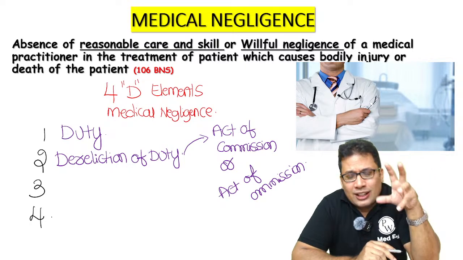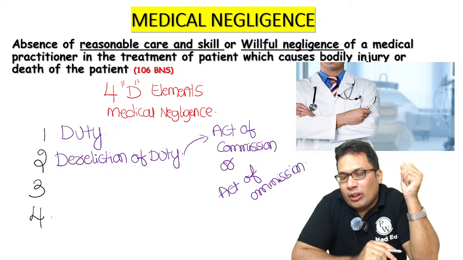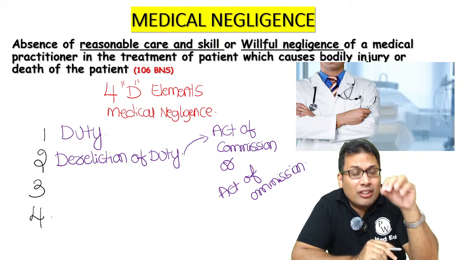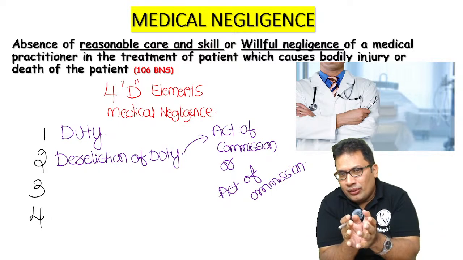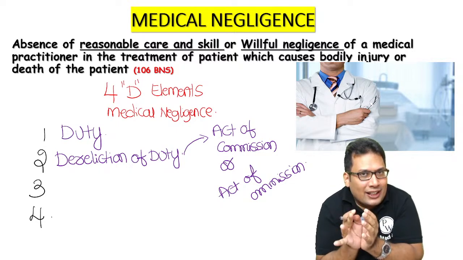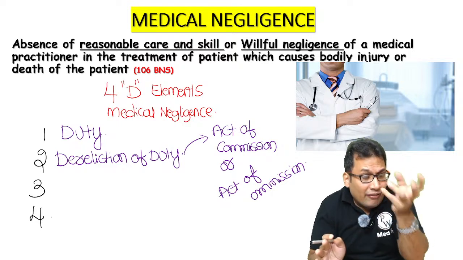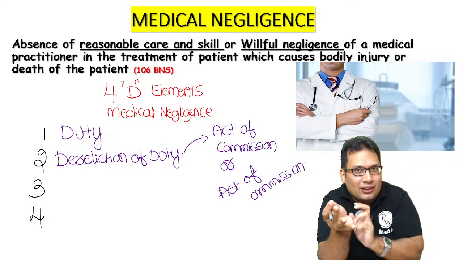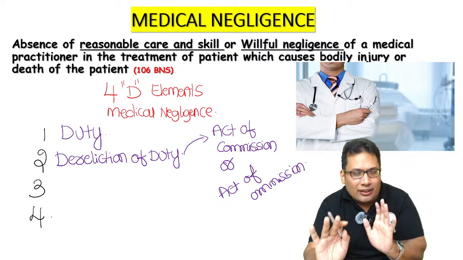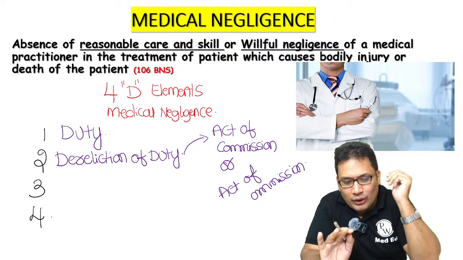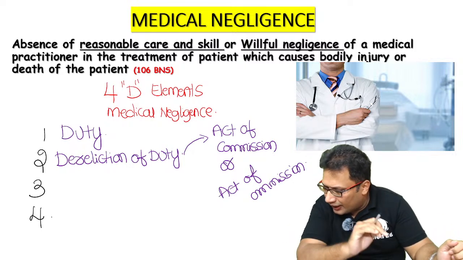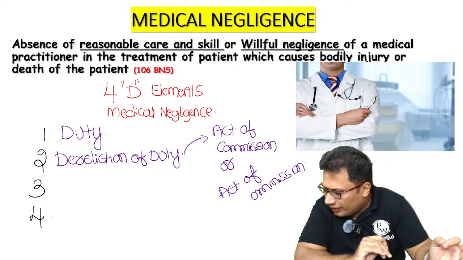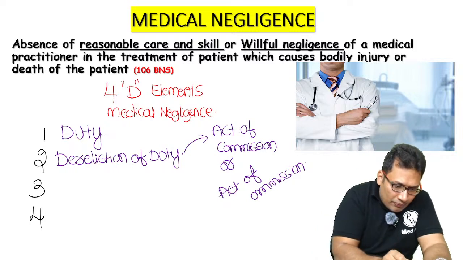Doing something which was not needed, that is the act of commission. Not doing something which was actually needed, that is the act of omission. Like, for example, in a case of snake bite, the treatment of choice, a reasonable care, is the anti-venom. When anti-venom is not given, that is the act of omission. Not doing something which was actually required, that is the act of omission. Or it can be an act of commission. Yes, good. Sumana, they answered duty, dereliction, yes, direct causation.